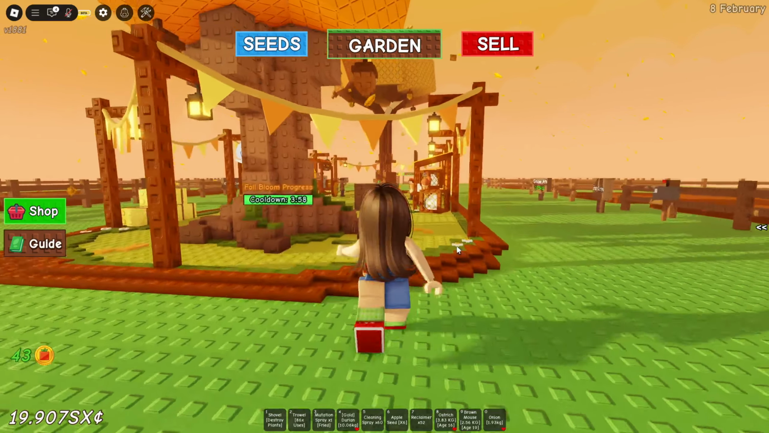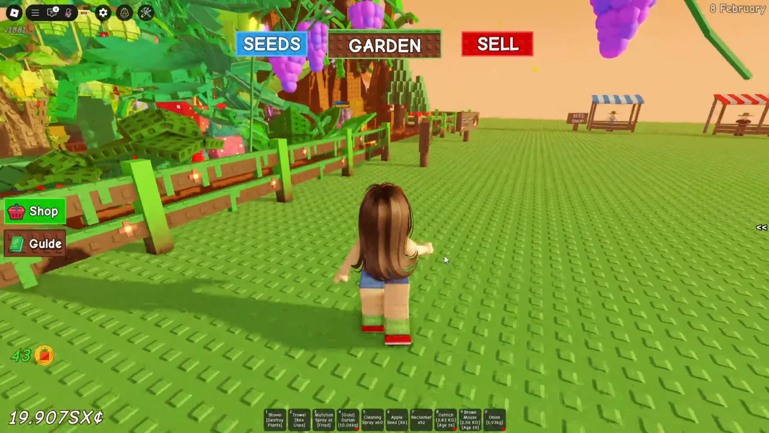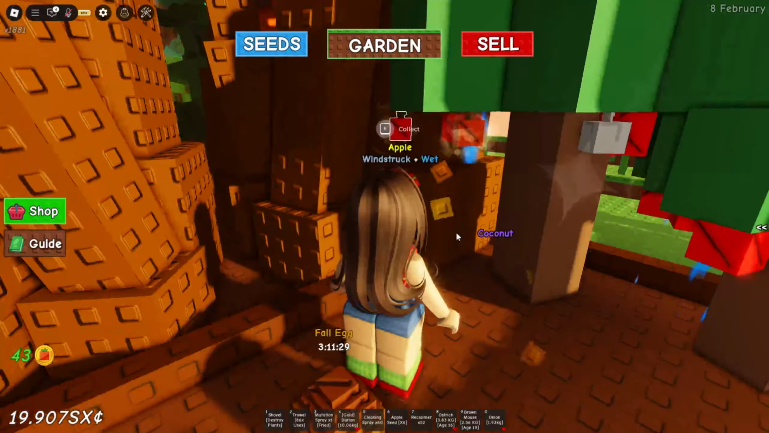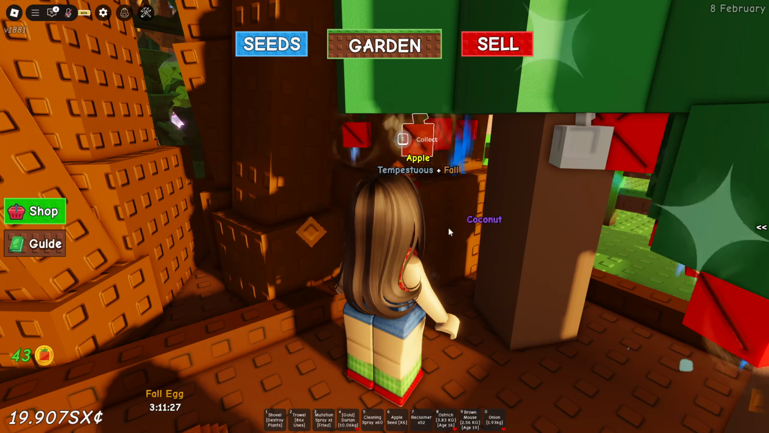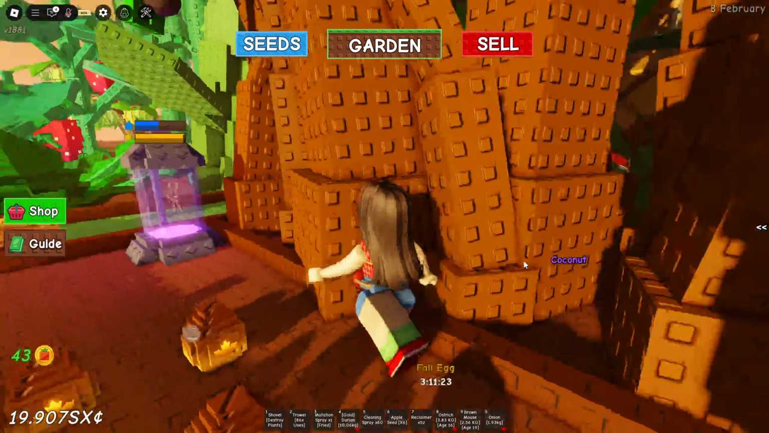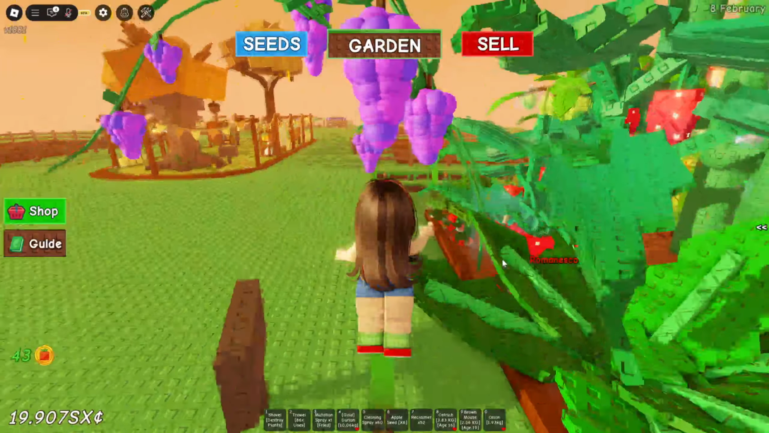In this video, I'll be showing you guys how you can get the fall mutation on your plants in Grow a Garden. So this is what the fall mutation looks like. It's the apple one here. As you can see, there's like leaves falling from it. There's also one here.